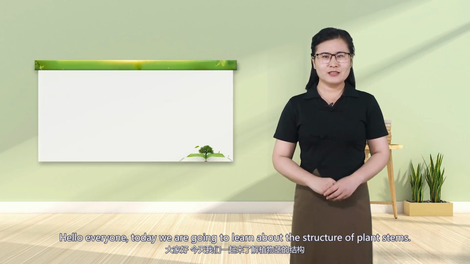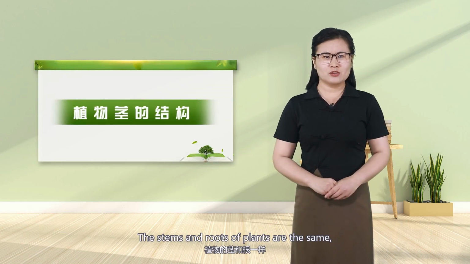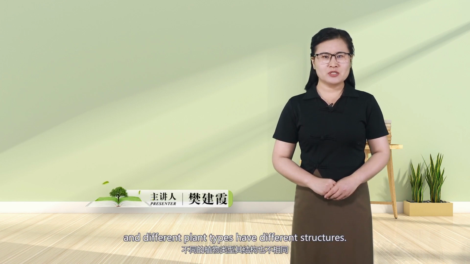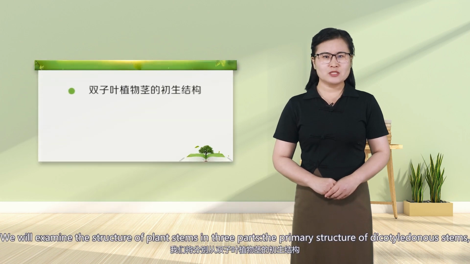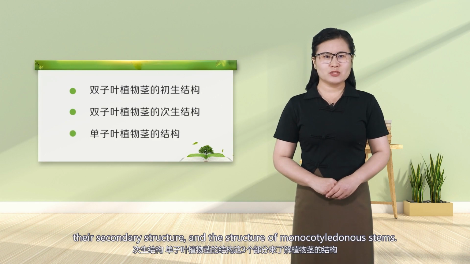Hello everyone! Today we are going to learn about the structure of plant stems. The stems and roots of plants are the same, and different plant types have different structures. We will examine the structure of plant stems in three parts: the primary structure of dicotyledonous stems, their secondary structure, and the structure of monocotyledonous stems.